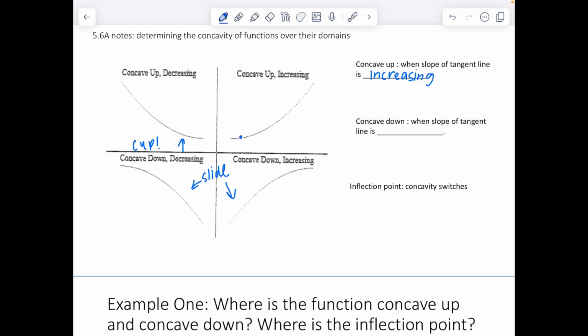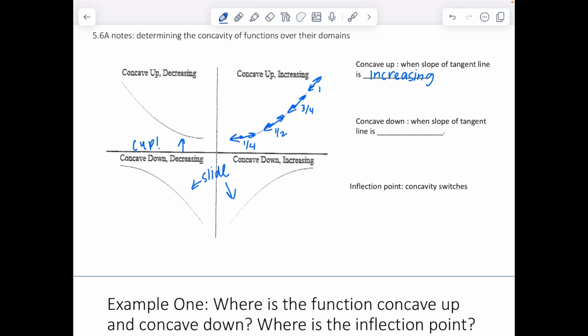If I draw a bunch of tangent lines, I don't know exactly what these slopes are, but they're all getting bigger as they go. This one right here is closer to 0, so let's say it's probably closer to 1/4. This one's more like 1/2, 3/4, 1. I don't know how accurate that is, but as we go from left to right, the slope of the tangent line is increasing.